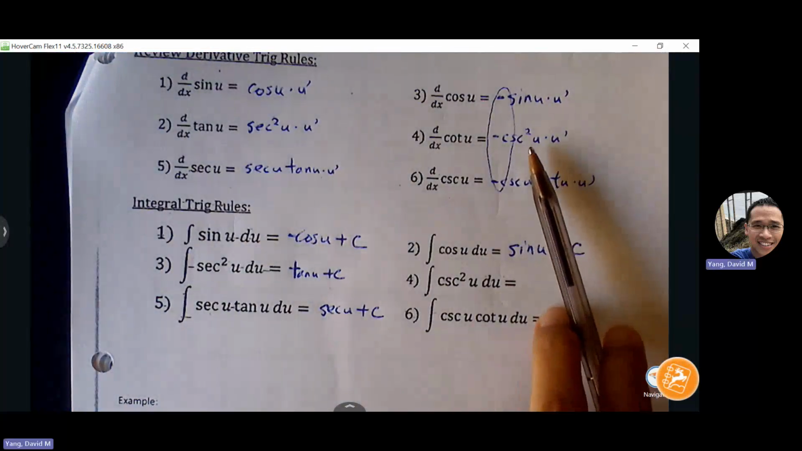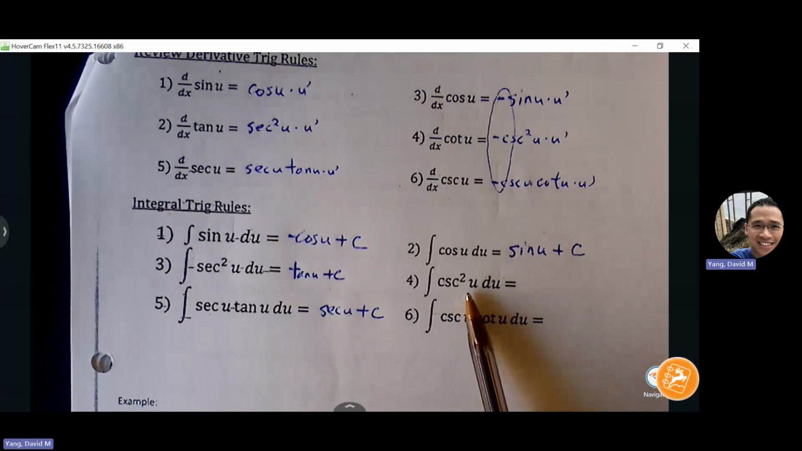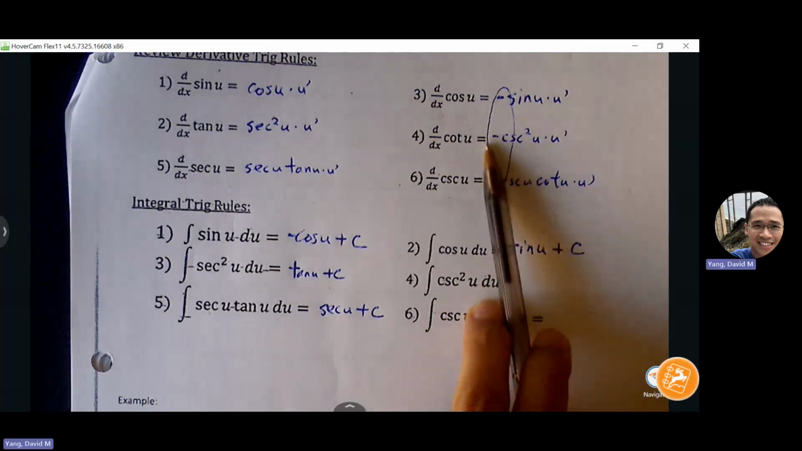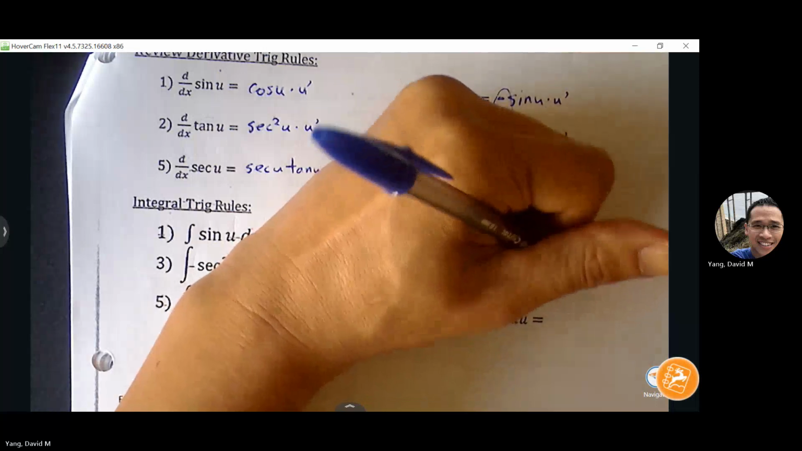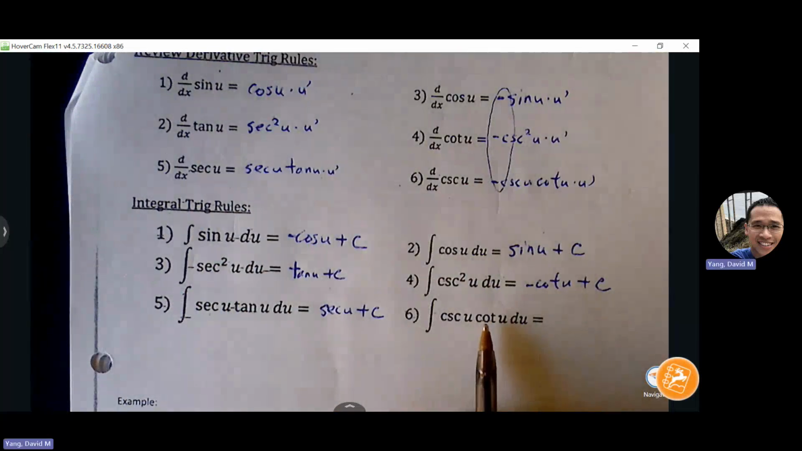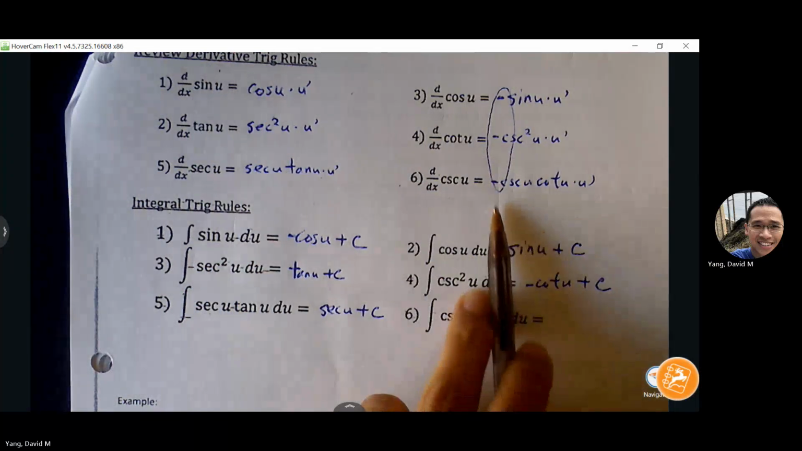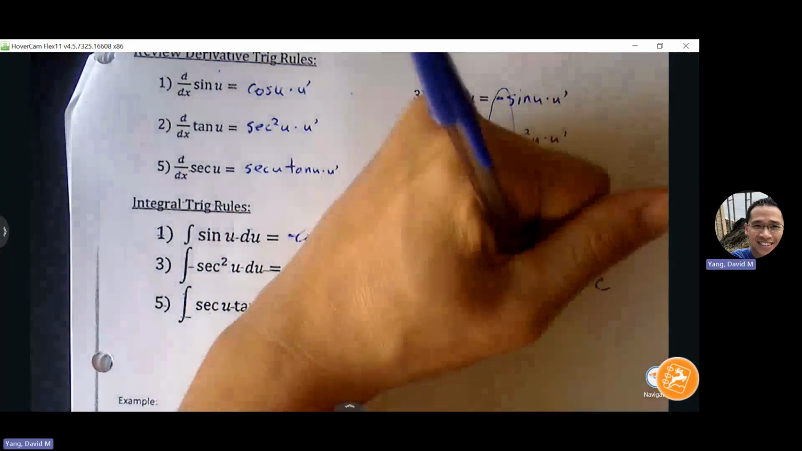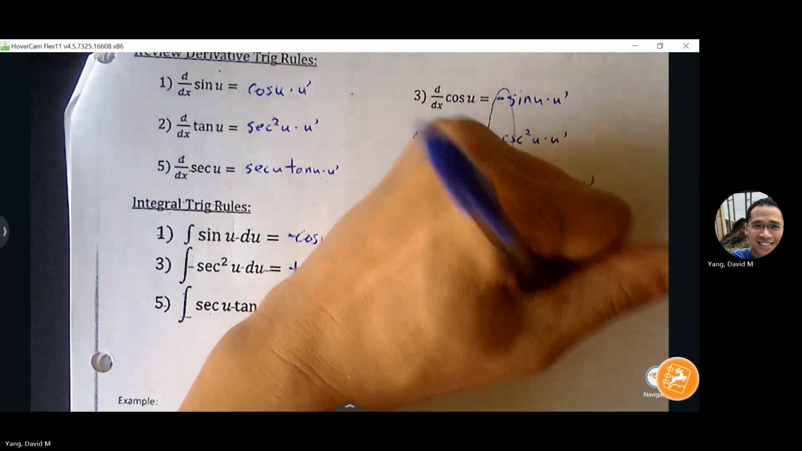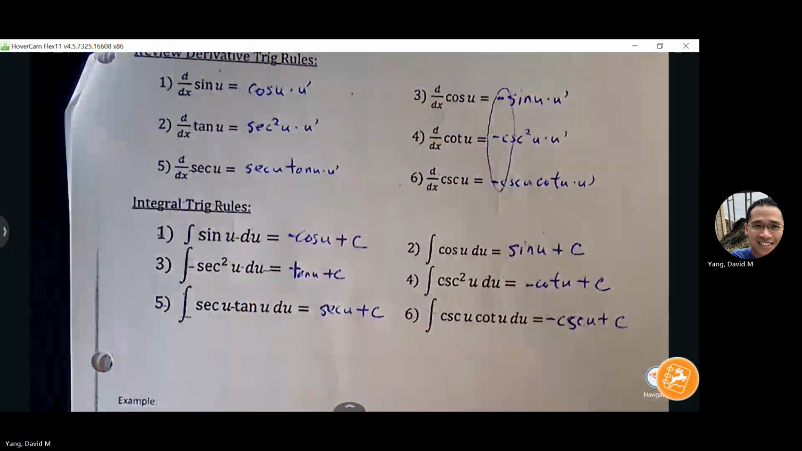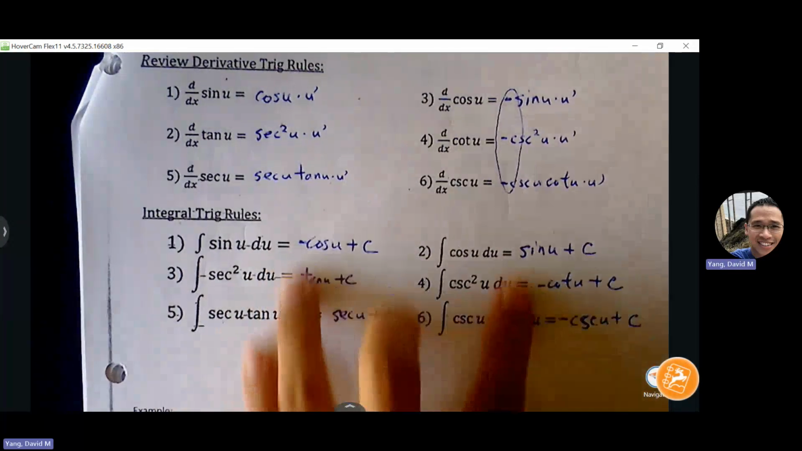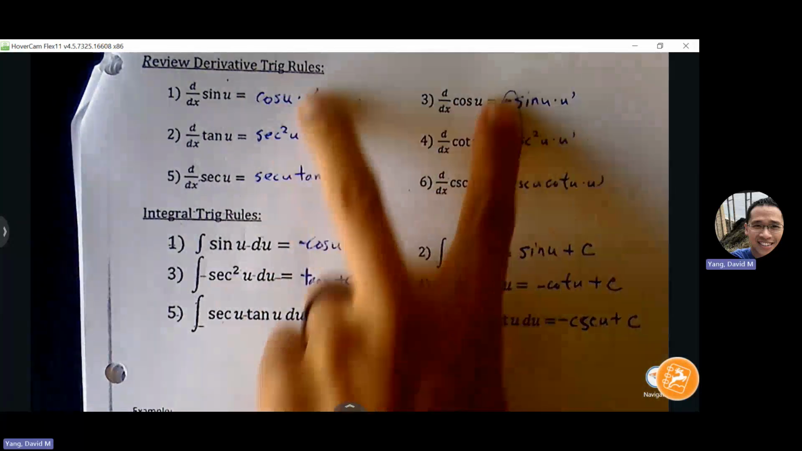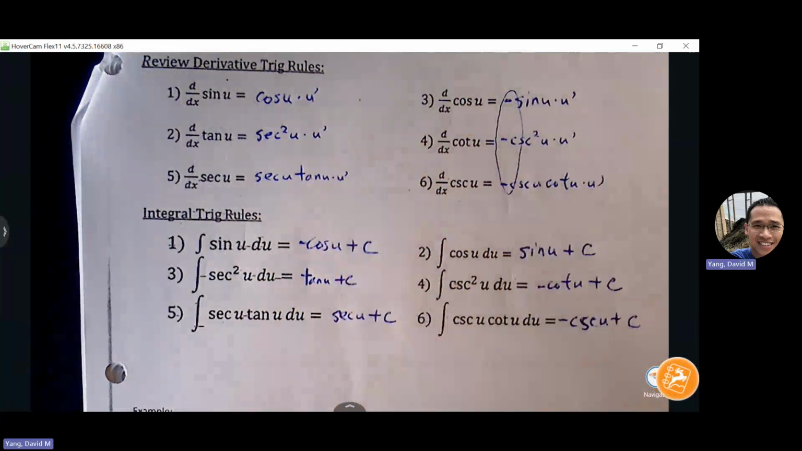Okay. The antiderivative of cosecant squared u must be what? Negative cotangent. That negative has to go somewhere. The antiderivative of cosecant cotangent must be negative cosecant. So does that make sense when I say that I don't want you to memorize these? I mean, you can, but there's no need to, especially if you can just have these rules written out in front of you.